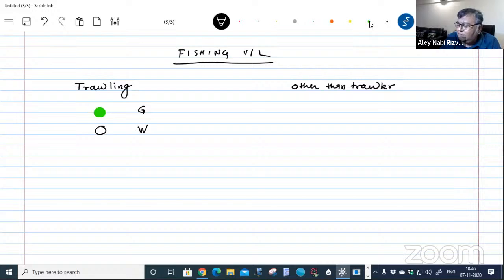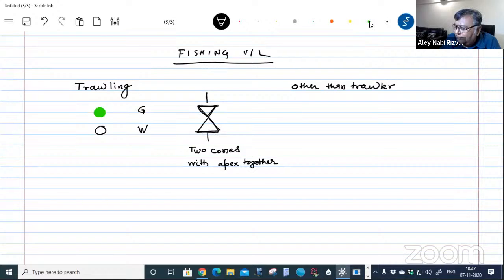And the shape will be two cones with apex together. I think when you have to describe these lights, you should be able to see the two cones with apex together. One cone is this one and another cone is this one, and they are having apex together. This is the apex. And two all-round lights, let me write here, these are the two all-round lights in a vertical line, in a vertical line where they best can be seen.